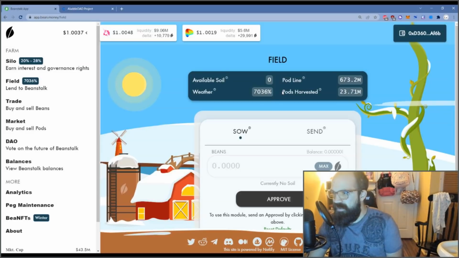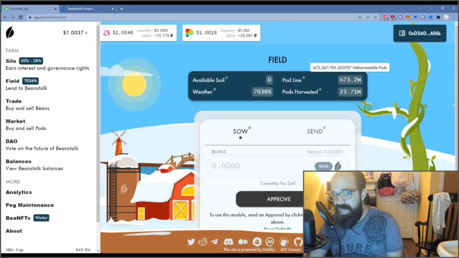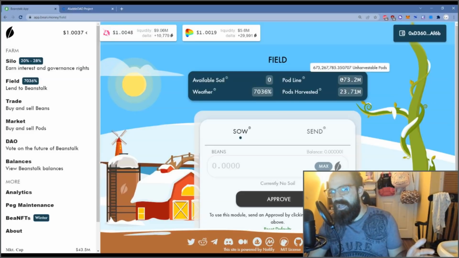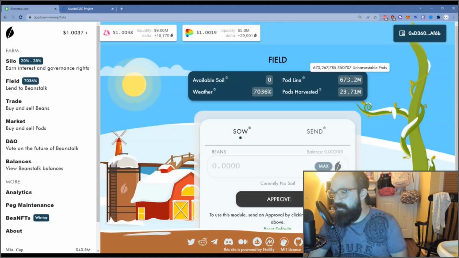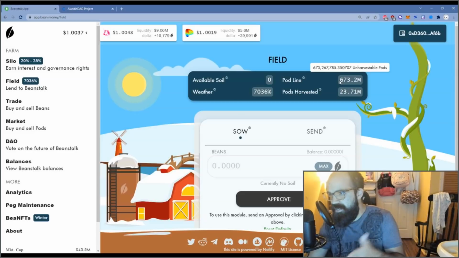Well, there is definitely a catch. This is a first in, first out system, and your place in line would be 673 million, right? So 673 million pods must be redeemed for beans before yours.